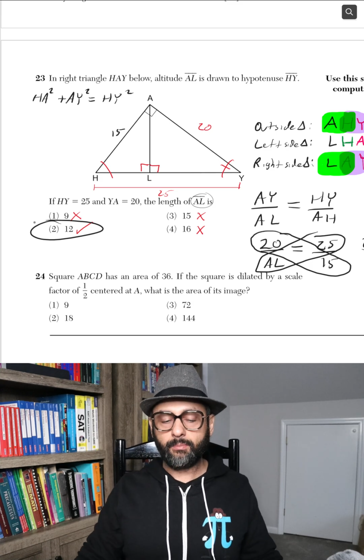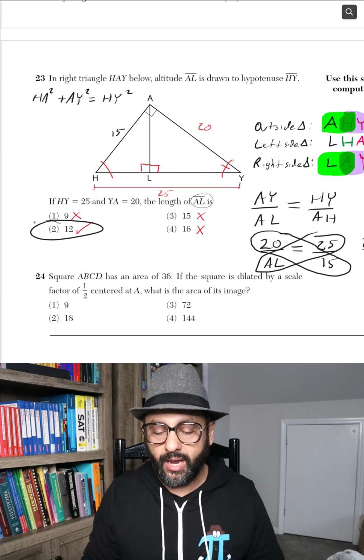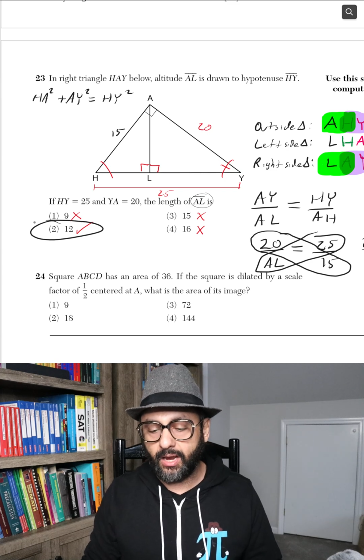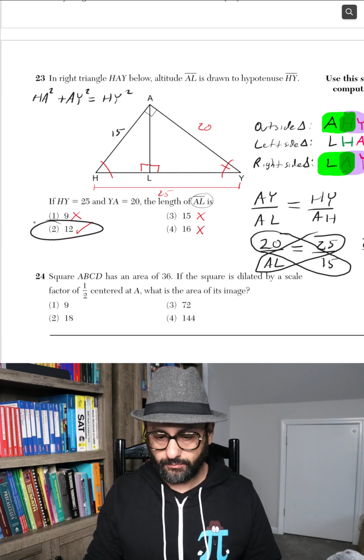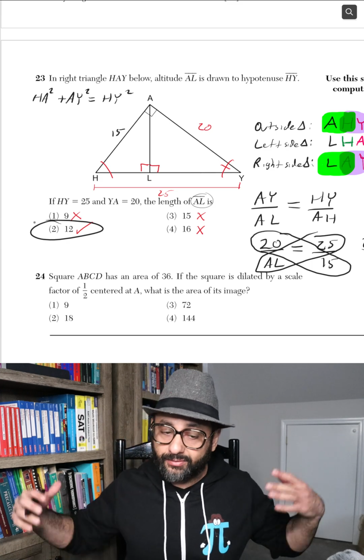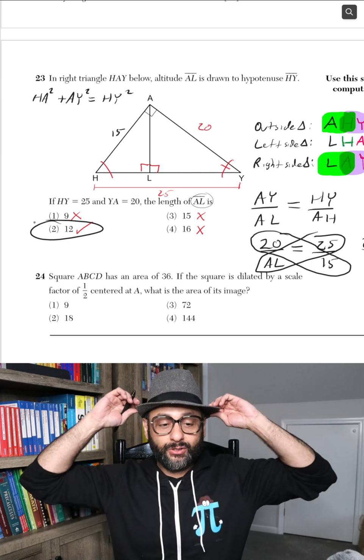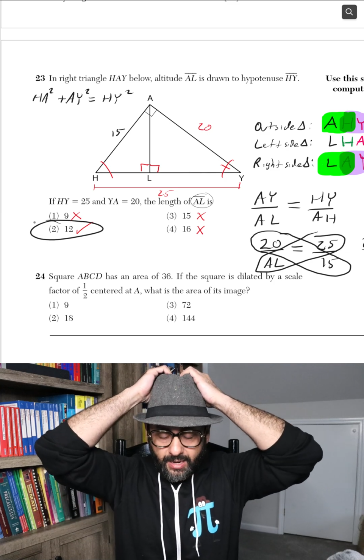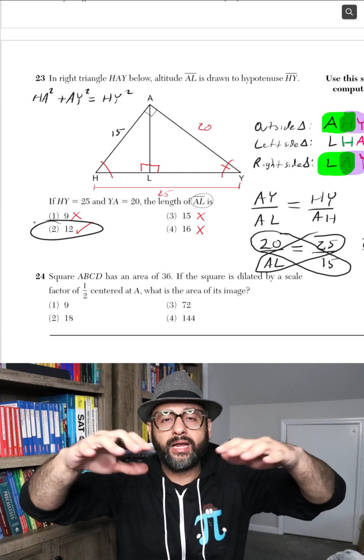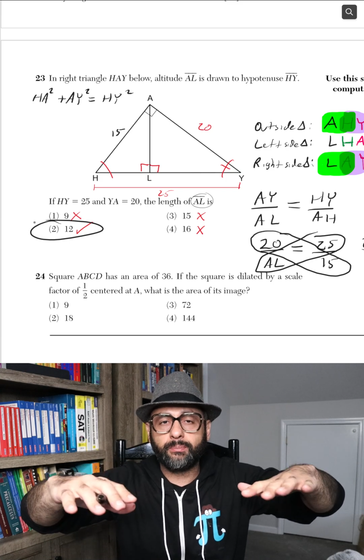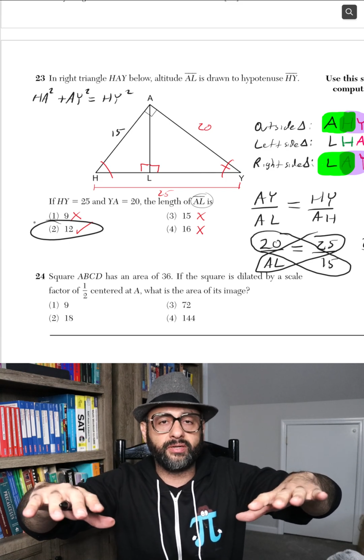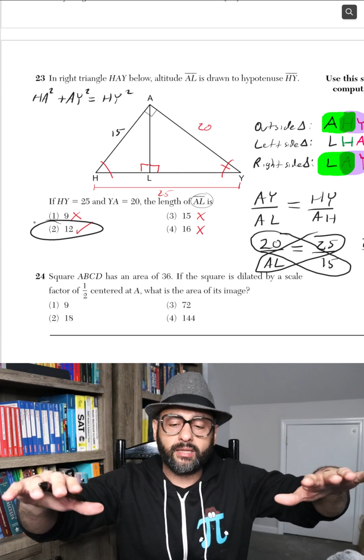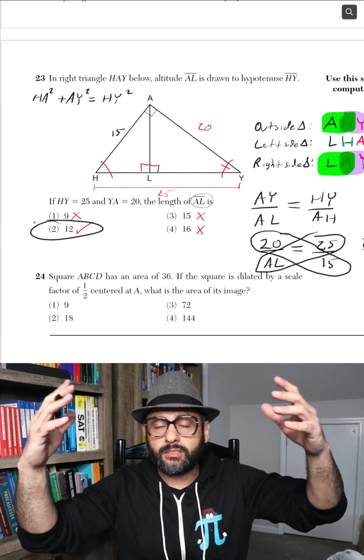Okay, number 24. Square ABCD has an area of 36. And by the way, after 24, we got a perfect part 1. So you should congratulate yourself for getting to this point. And listen, I know you can do it. I know you can do well on this region. So I'm really proud of you for going through the process of going through this video and just trying to do your best. That's what we need you to do. Do your best. I know you could do it.